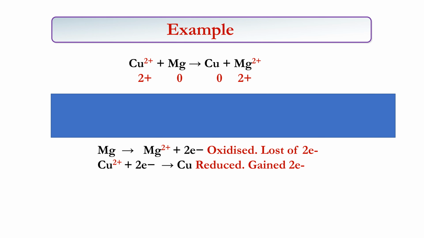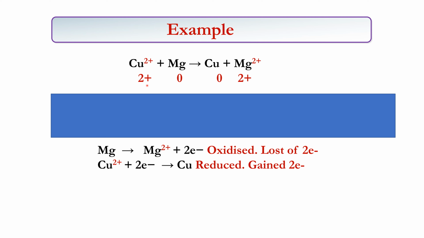So let's have a look at this example. So here you have copper with 2 plus charge plus magnesium. Its oxidation number is 0. The oxidation number for copper here is 0, and that of magnesium 2 plus is 2 plus because the oxidation number of monoatomic ions are equal to their charge. So the charge here will be the oxidation number. The same thing is applicable here. The oxidation number for this monoatomic ion is 2 plus.